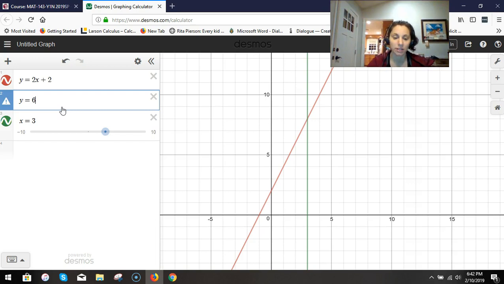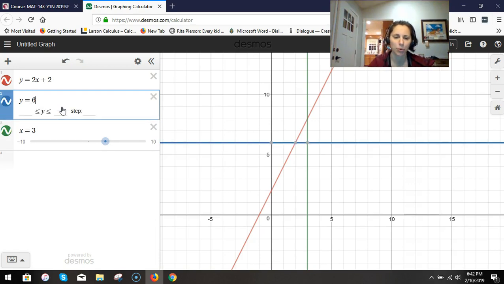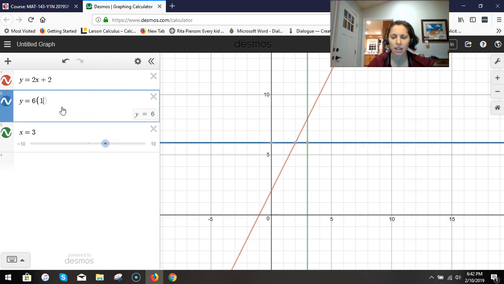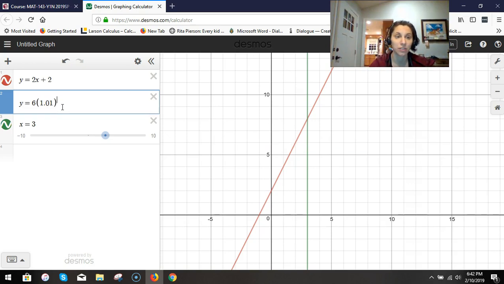So let's say it was like 6, and then I would need parentheses, right, because it's 1 plus or minus r. And I'm going to say that it was 1 plus, let's say, 0.5%. Actually, I'm going to say a whole percent. So that would be 101%. So I'm going to put the 1. And then to get to exponent, I'll just use the caret key, which is Shift 6, so that I have the exponent, I put the x up there.